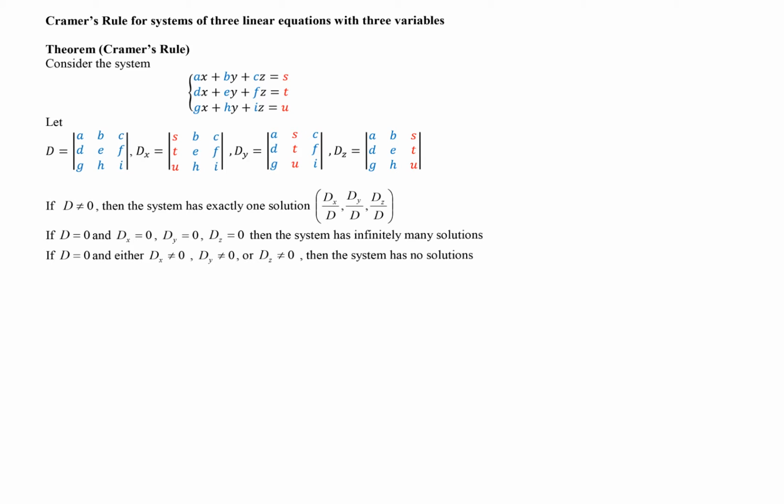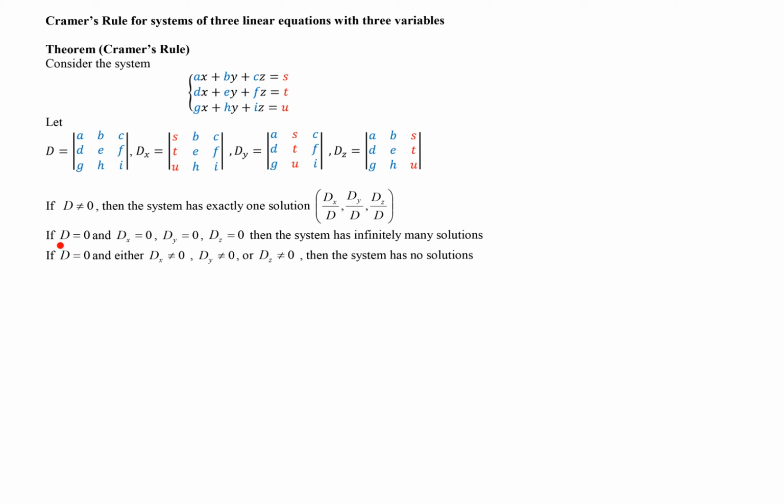Now, once we have those four determinants, we can state the following facts. If main determinant D is not zero, then the system has exactly one solution, and that solution can be expressed in the form Dx over D, Dy over D, and Dz over D. So Dx over D is the value of x, Dy over D is the value of y, and Dz over D is the value of z that solves the system of equations.